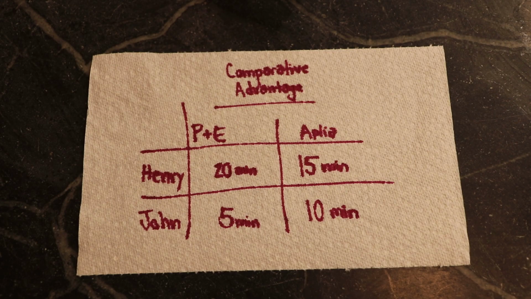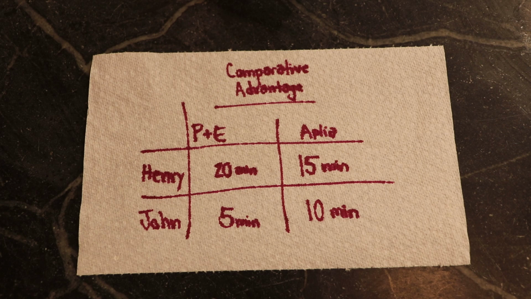Although John has an absolute advantage in both Aplia and P&E questions, meaning he is more efficient at both in comparison to Henry, he could still gain from this trade. It would be more efficient if Henry did the Aplia because his opportunity cost for doing the Aplia is lower than John's. Similarly, John's opportunity cost for doing P&Es is smaller than Henry's, so John should do the P&Es. Well, how did you figure that out?